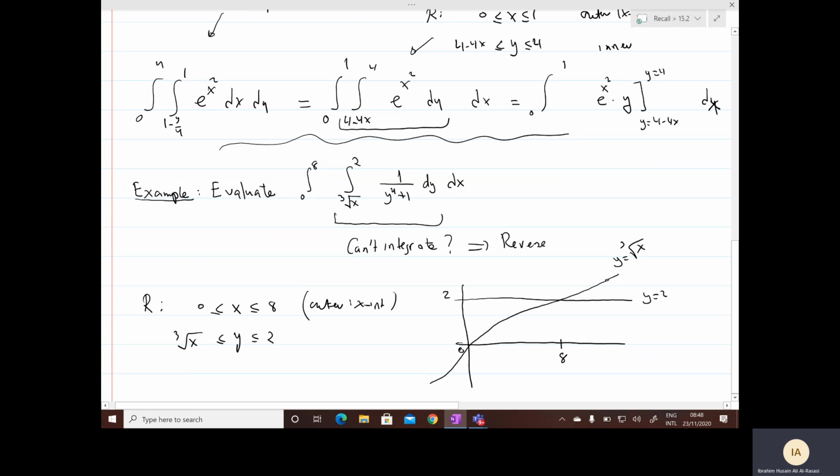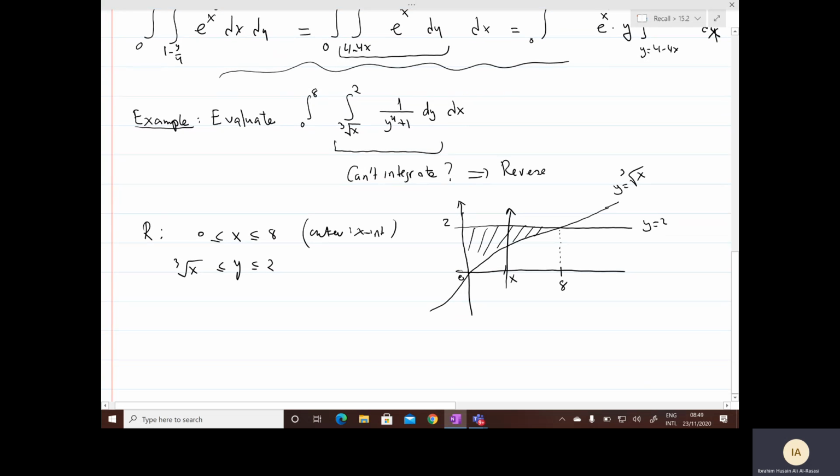Okay. What is the region? Notice this is the point of intersection. At 8 you get 2. What is the region? This is the region here. It is not the one here. Why? Because what is the lower curve? Y equals the cube root of x. What is the upper curve? Y equals 2. So it has to be here. If I take x and go in the y direction, this is the lower, cube root of x, and this is the upper, y equals 2. Now I will write it so that the outer will be y.